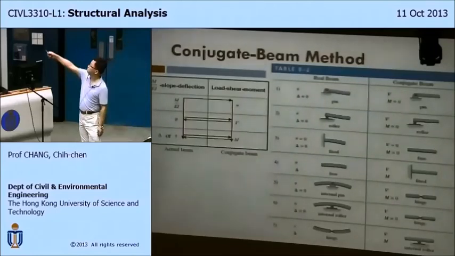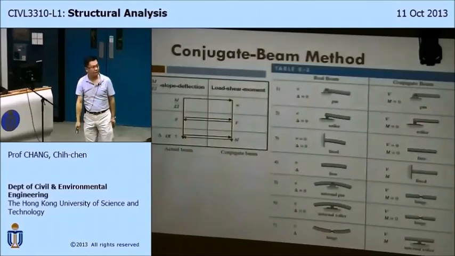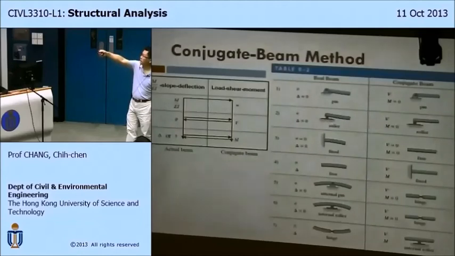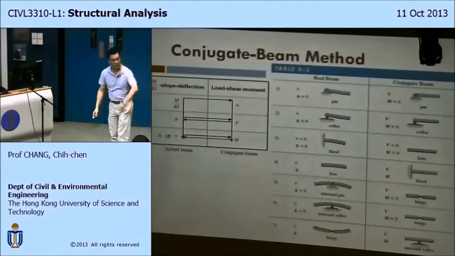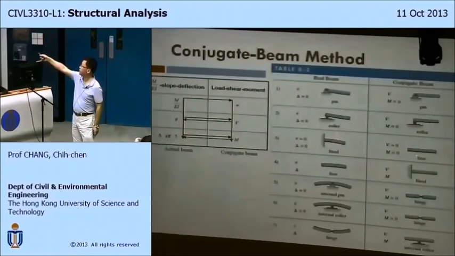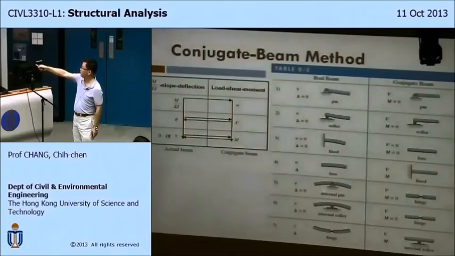So the pin goes to pin, no change. Roller, same. Goes to roller, no change. Clamp, you just saw that. Clamp becomes free. Free becomes clamp. Internal pin becomes internal hinge. Just following these two relationships. So internal pin becomes internal hinge.